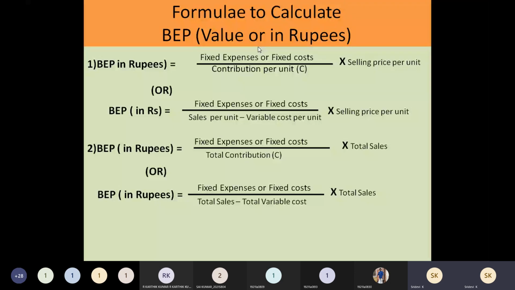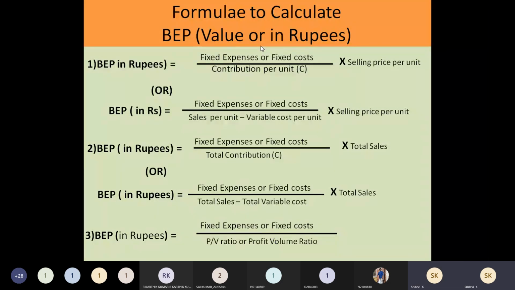And another formula we have to calculate the BEP in rupees. So that is BEP in rupees is equal to, sometimes it may be asked to calculate by using PV ratio. Okay. So if PV ratio is given, you divide with the PV ratio. You calculate first the PV ratio and divide the fixed costs with the PV ratio. PV ratio is nothing but it is also called as what? Profit volume ratio. How this is going to be calculated, that I will give you later. But you have this formula to calculate BEP in rupees.